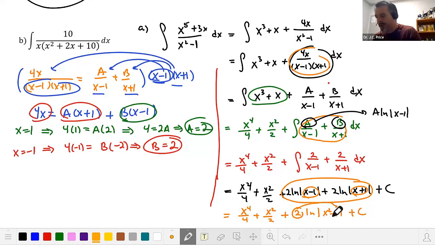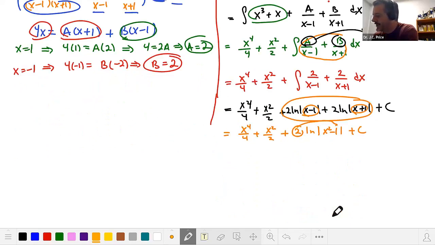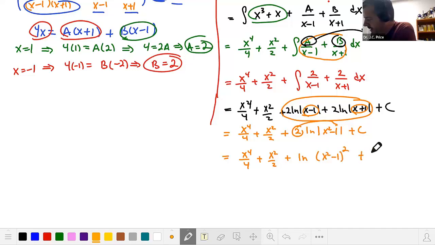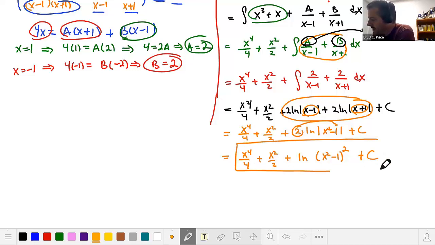up into the exponent, and we can get our final answer here, x to the fourth over 4 plus x squared over 2, and then plus ln. I'll drop off the absolute value because I'm squaring it. So I just have it in parentheses now, the quantity squared plus c. And that's my final answer. So we need to simplify that using those laws.